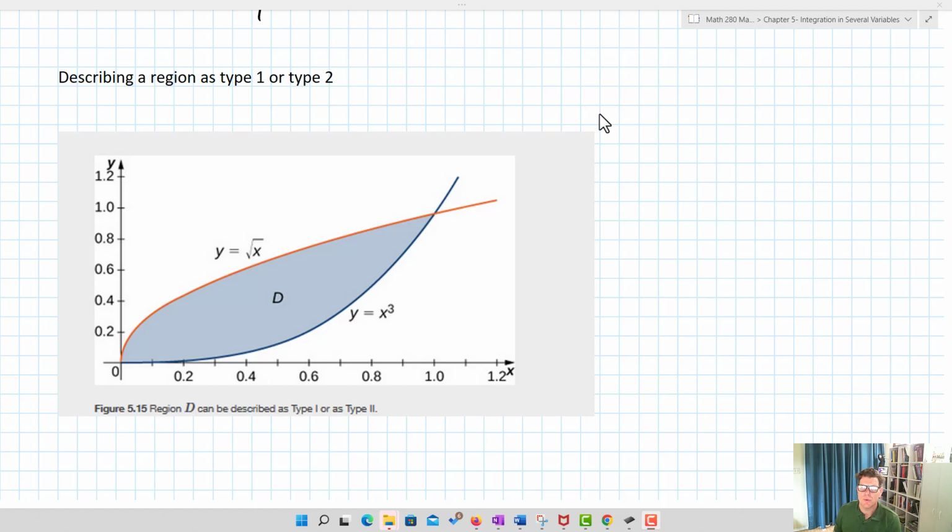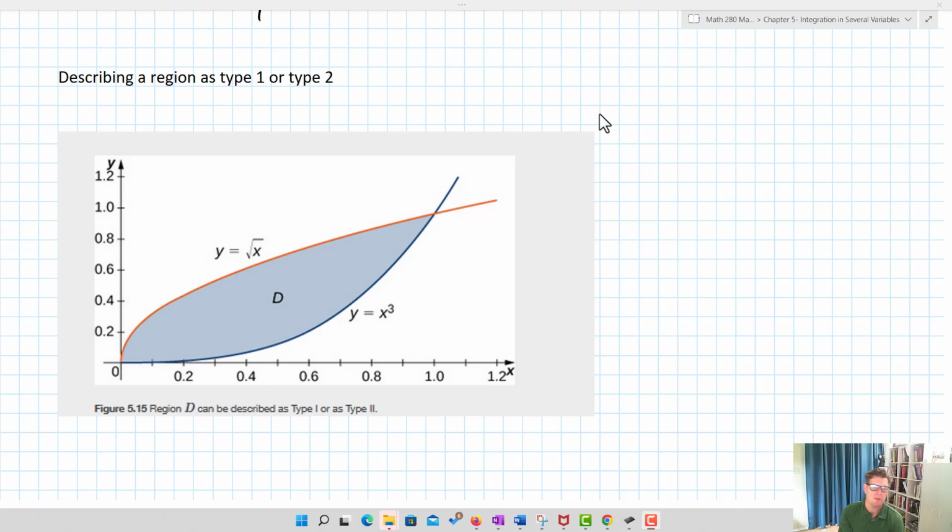Let's take a look at a single region and turn it into either type 1 or type 2. You can do both, and that's pretty much true in any case. Sometimes you're not going to be well served to turn something into a type 1 or a type 2 region. You're just going to have to figure that out as you work with it.